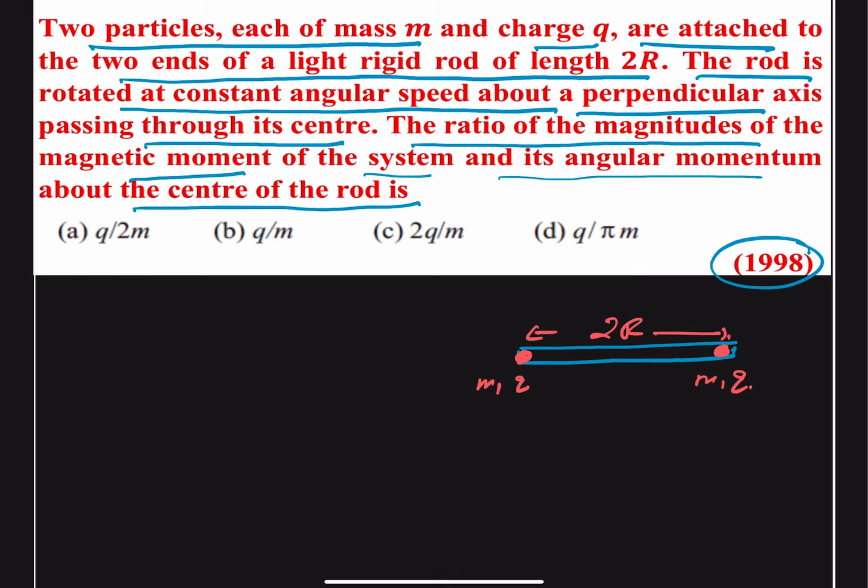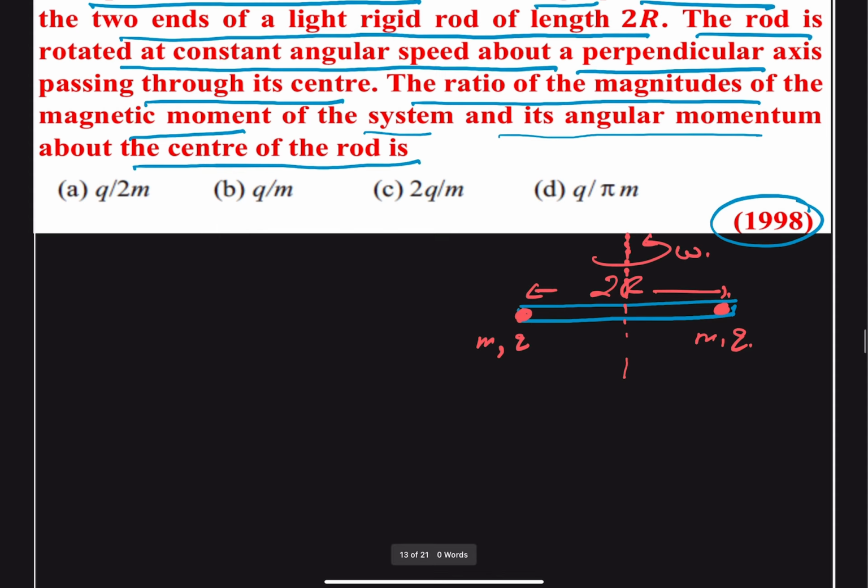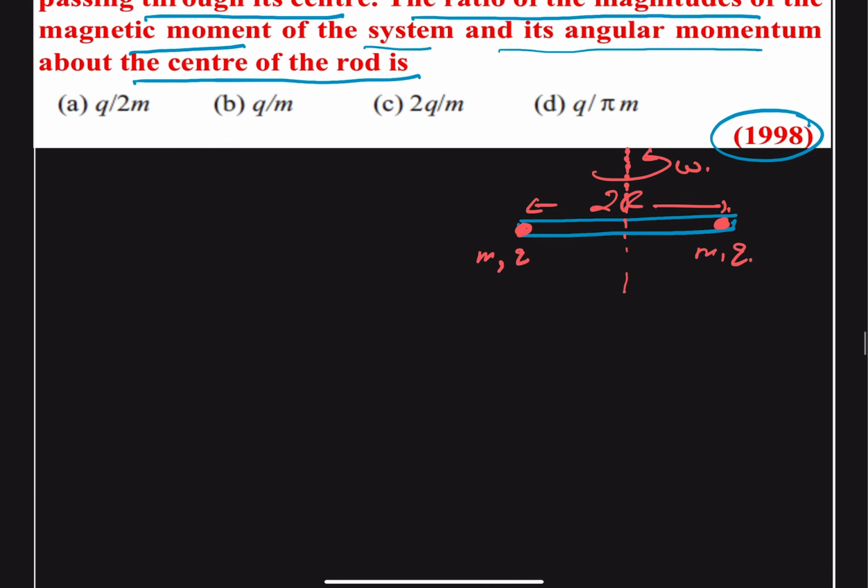And a constant angular speed about a perpendicular axis passing through its center. So we have this axis which passes through the center, and with constant angular velocity, suppose that is omega. So we have to find out the magnetic moment of the system as well as the angular momentum of the system. So first of all, let's try to find out the magnetic moment.